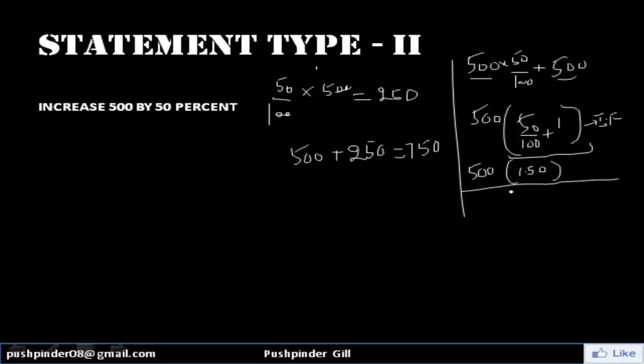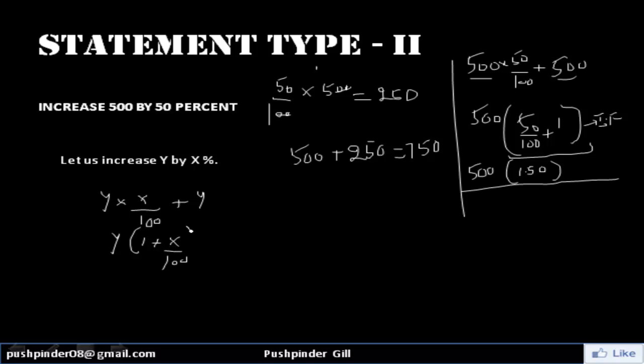Now let me just generalize what I did here. Let's increase y by x%. So first of all, I calculate x% of y, and then I add it to y. So every time I'm going to get this number over here, and this is going to give me the new amount of y after increasing it by x%. So this is my integrating factor. Whenever I have to increase anything by x%, I just multiply that number by 1 plus x by 100.